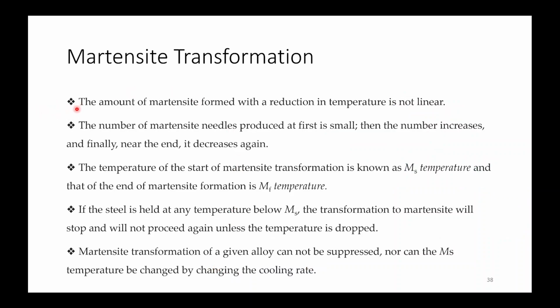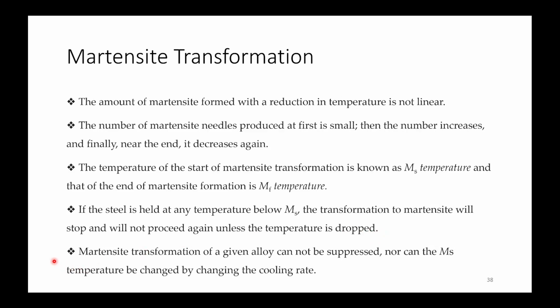In martensite transformation, the amount of martensite formed with a reduction in temperature is not linear, and the number of martensite needles produced at first is small, then the number increases and finally near the end it decreases again. The temperature of the start of the martensite transformation is known as MS temperature, and that at the end of martensite formation is MF, martensite finish temperature. If the steel is held at any temperature below MS temperature, the transformation of martensite will stop and will not proceed again unless the temperature is dropped.